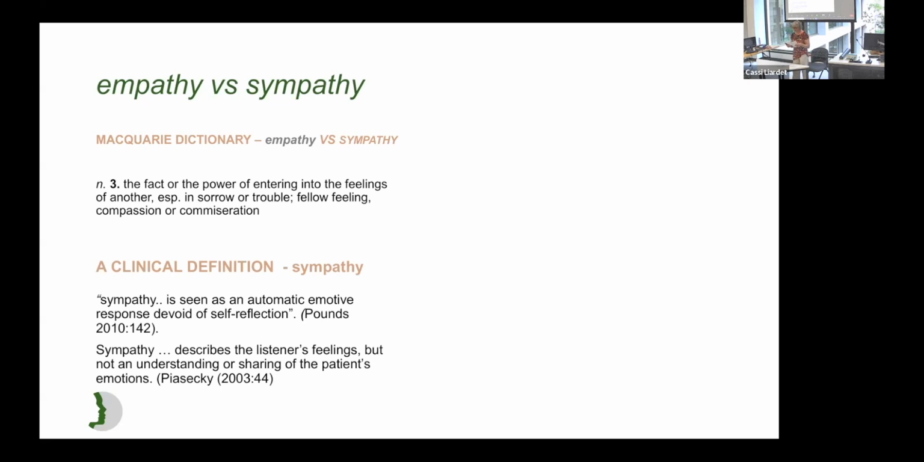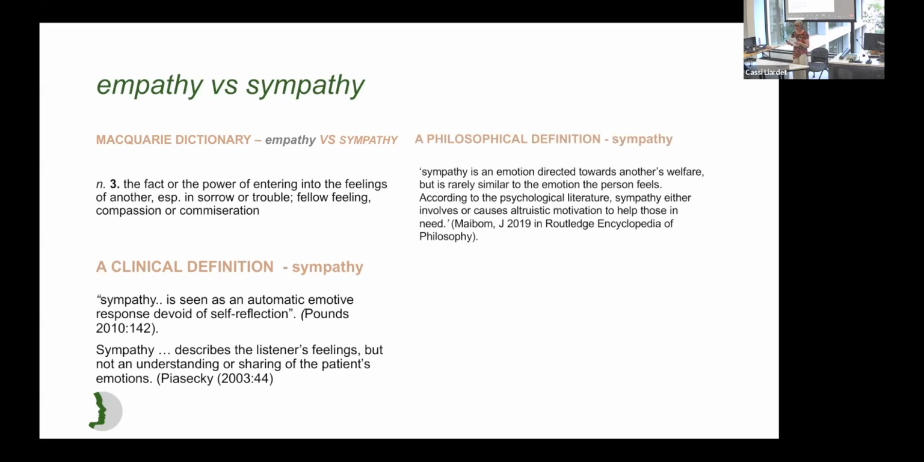And in the philosophical dimension, sympathy is an emotion directed towards another's welfare, but is rarely similar to the emotion the person feels. According to the psychological literature, sympathy either involves or causes altruistic motivation to help those in need. So there's an interesting place to play there between compassion, empathy, compassion, sympathy. And then in the nonviolent world of Marshall Rosenberg, when we listen with sympathy, we listen to what the other person has to say, and we reflect back by telling how the story made us feel, how we understand what the person is going through and feels based on our own experience. And in other literature that's NVC inspired, sympathy contains a quality of pity that is marked by separation and a reluctance to encounter another's pain.